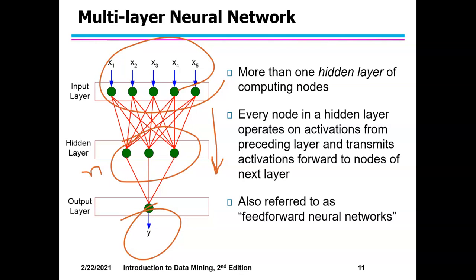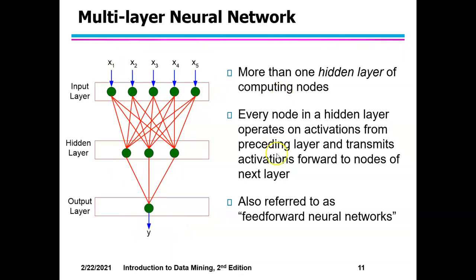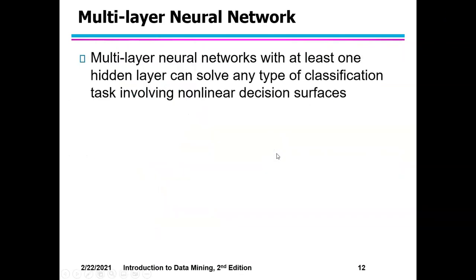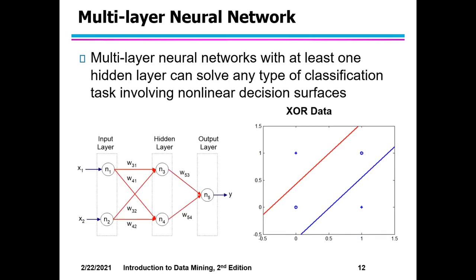Now if you are going in the backward direction, this is called backward neural network learning. I will show you both examples, and then we will see how we learn from them. Multi-layer neural networks with at least one hidden layer can solve any type of classification task, even involving non-linear decision surfaces.